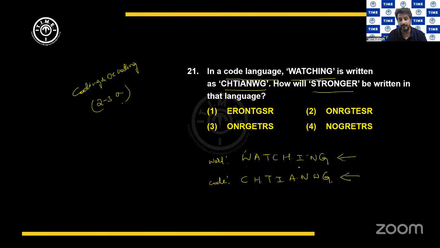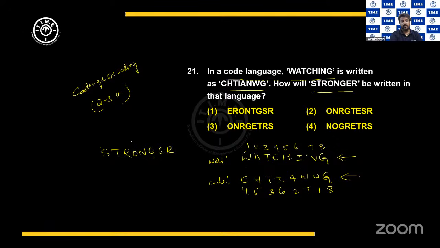So what is happening here? Let us give the numbering: 1, 2, 3, 4, 5, 6, 7, 8. How did it become this? C is 4, H is 5, T is 3, I is 6, A is 2, N is 7, and W is 1, G is 8. So 1, 2, 3, 4, 5, 6, 7, 8 become 4, 5, 3, 6, 2, 7, 1, 8. Now, go ahead with the given question.